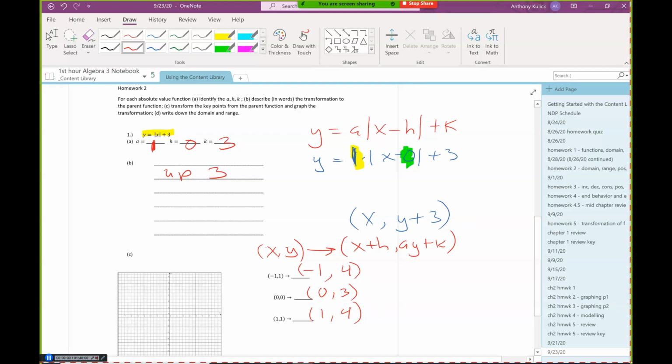Is everybody okay with what I did there? So I used those 3 points that were given, and I just added 3 to the y coordinate.